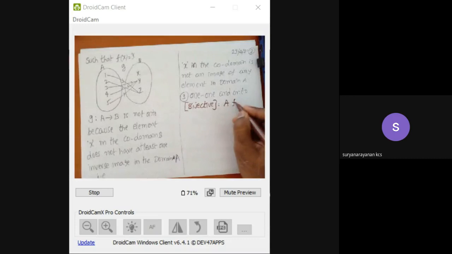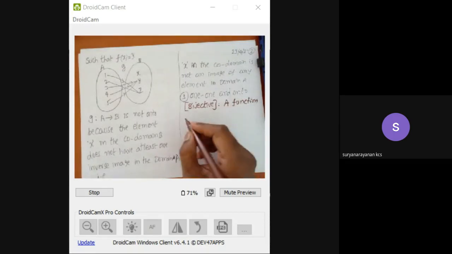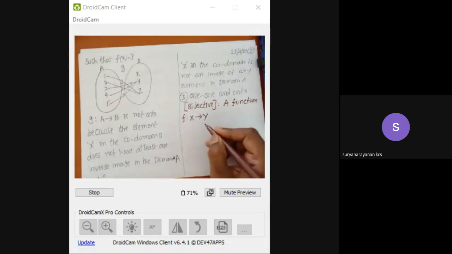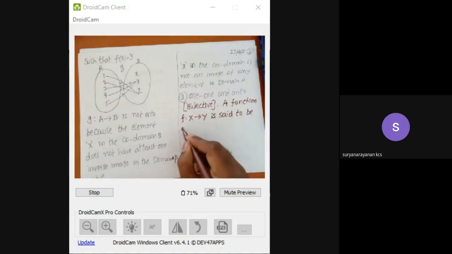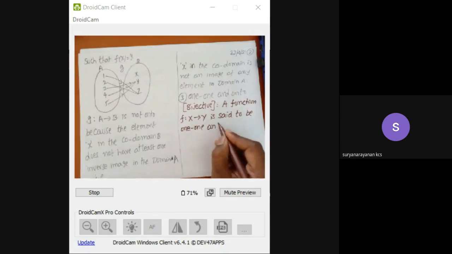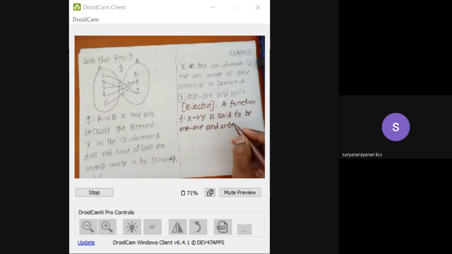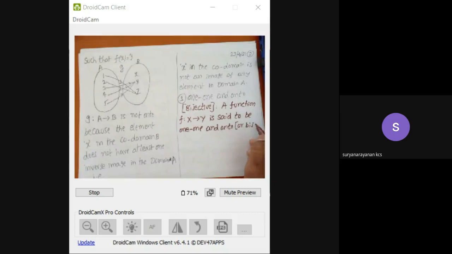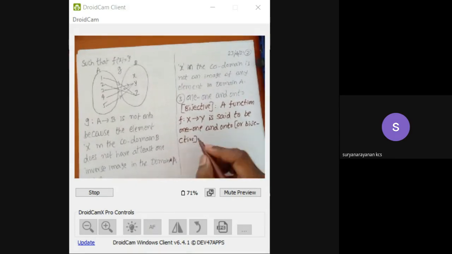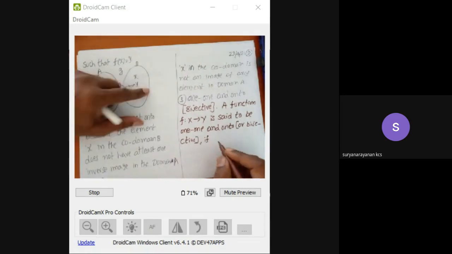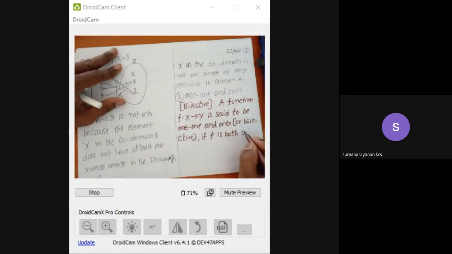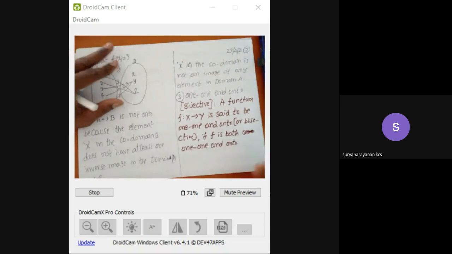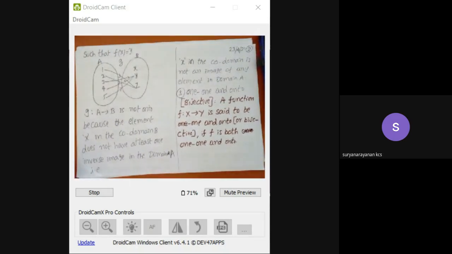A function f, a mapping from x to y, is said to be one-one and onto, also called bijective, if f is both one-one and onto. This is the third type of function.